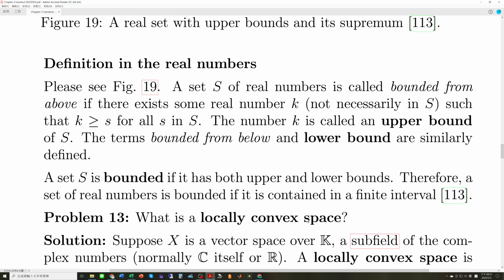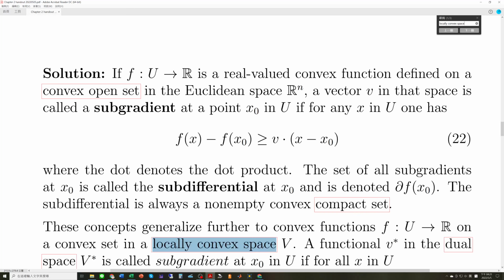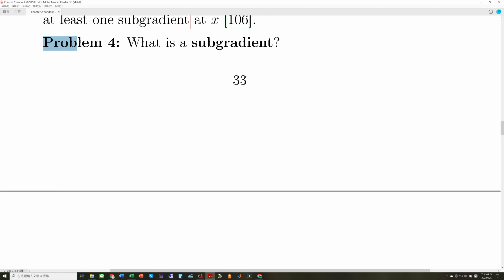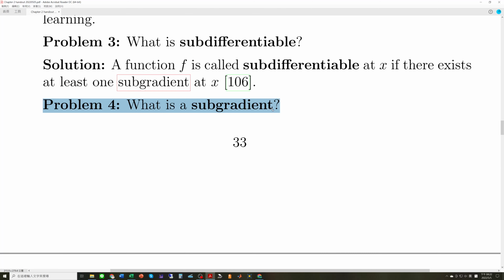What is a locally convex space? And why do we need to know what is a locally convex space? Okay, let us search for it. Locally convex space. Okay, because a locally convex space appears in the solution to problem 4. What is a subgradient? And why do we need to know what is a subgradient? Because a subgradient appears in the solution to problem 3.